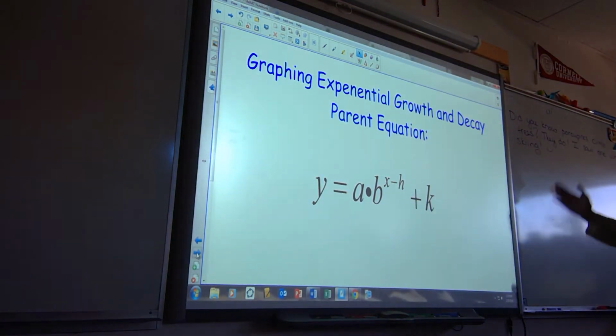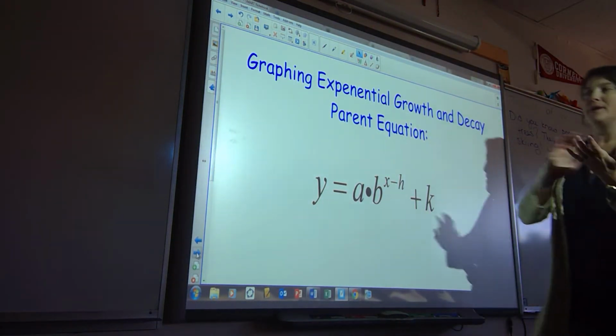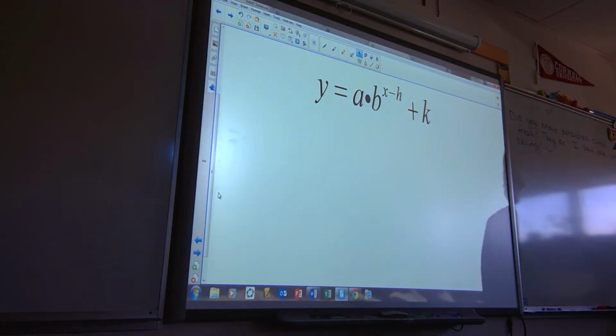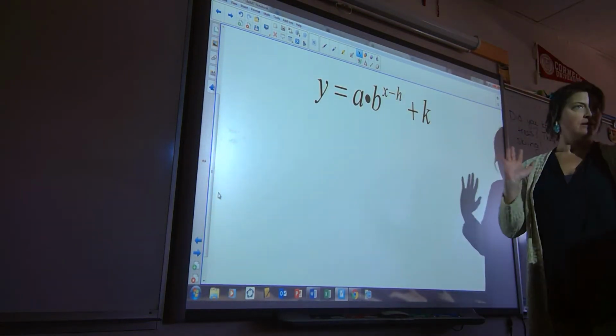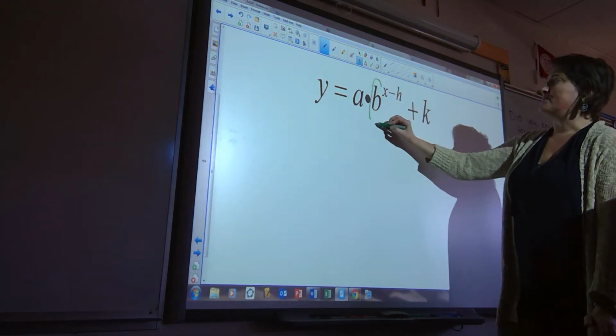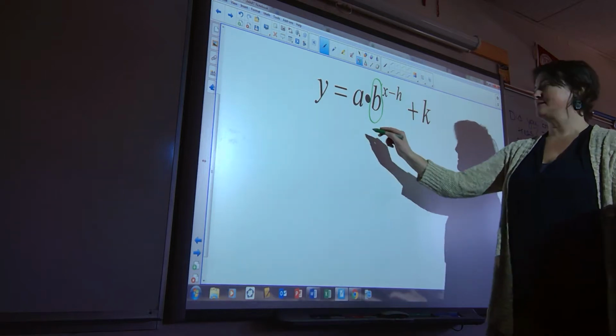Okay, when we are graphing these, hopefully you're looking at this equation and you're going, okay, this looks a little bit familiar. I've seen h and k before. Okay, I've seen an a before. We need to talk about the b value. This is our base number.